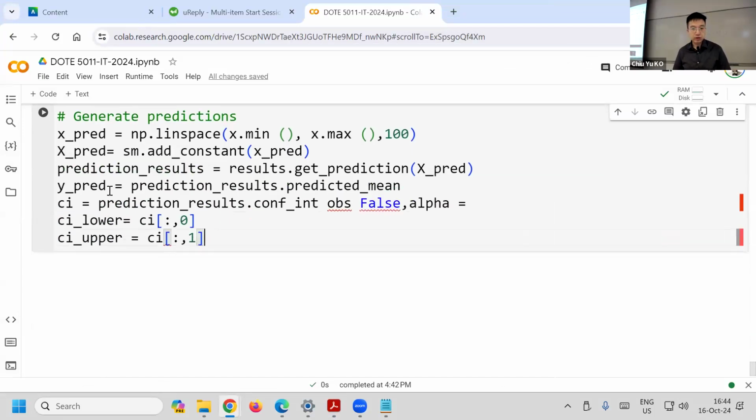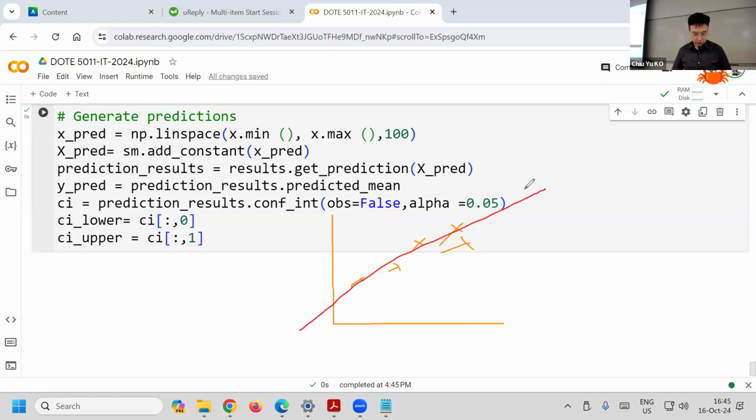Let me run the code first. Observation equal to false, alpha 0.05. So let me explain the code again, what I'm doing. Okay. So what I'm actually doing is, right, I have data, okay, and some more data there. Python, based on the previous code we generated, runs, and we have a line, right? So what the first line told me is, I do the following. I pick up the minimum x.